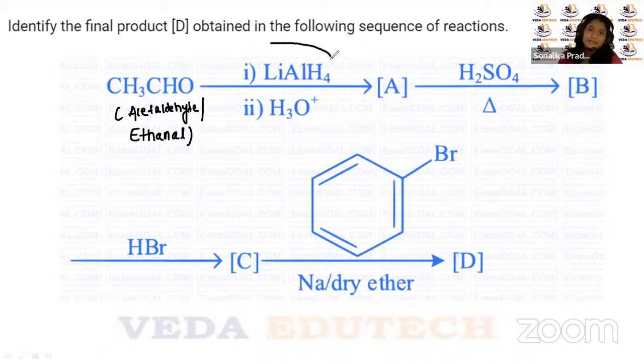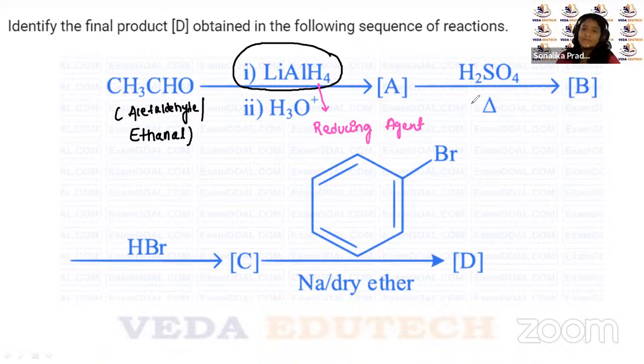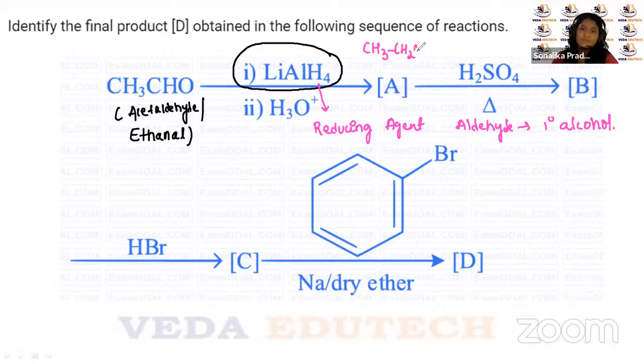You are reducing the aldehyde. When you are reducing, it's a very strong reagent, right? So what do you get, children? This is a reducing agent. And we know that when there is a reducing agent and you reduce an aldehyde, you get a 1 degree alcohol. Yes. So if this is acetaldehyde, you're going to get ethanol. This is ethanol.